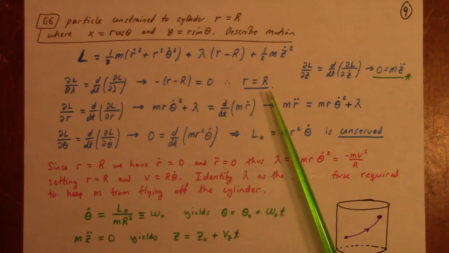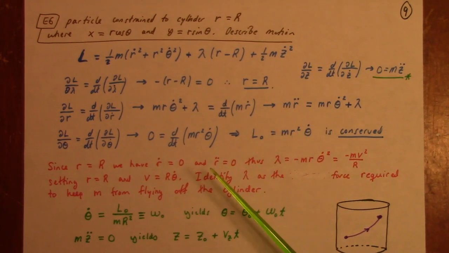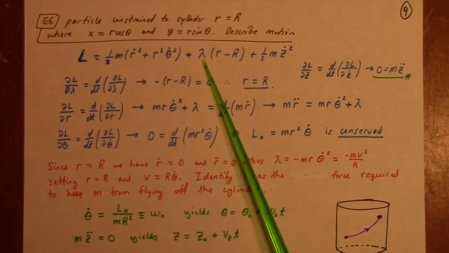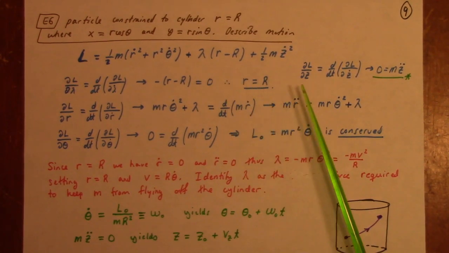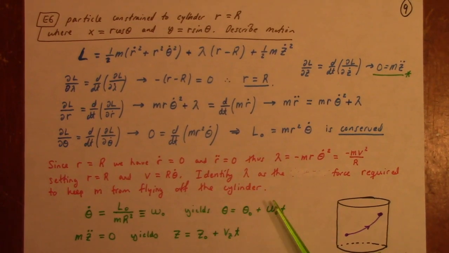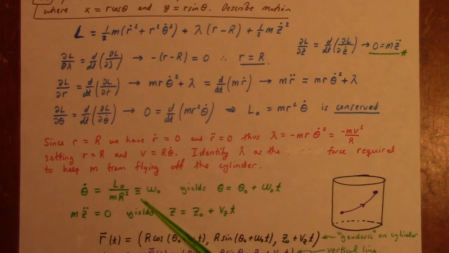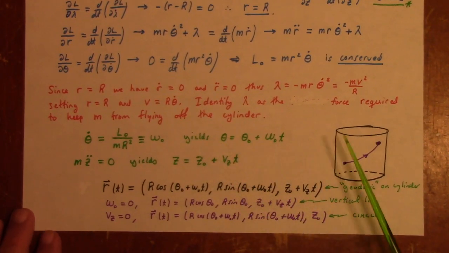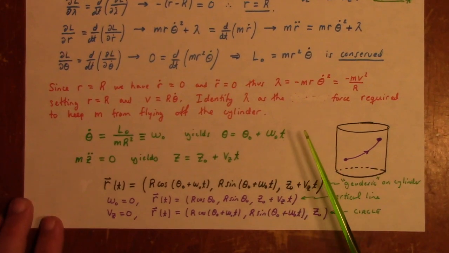That's kind of cool. That's not an accident either when you study these things. The significance of the multiplier has to do with the force needed to impose the constraint, and that's what happened here, not an accident. And so lambda is exactly the force required to keep m from flying off the cylinder. All right, and this one I can actually solve.